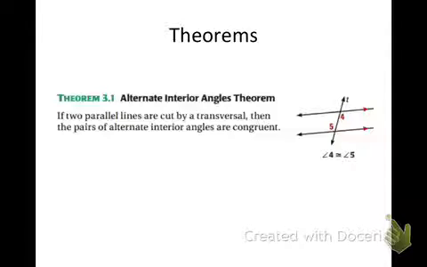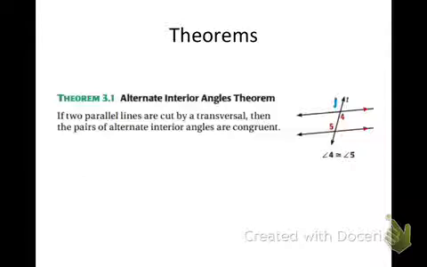Remember, alternate meaning opposite sides of the transversal, and interior meaning between the parallel lines. So for angle 4, it is on the right side of the transversal. Angle 5 is on the left side, and both of those are in between the parallel lines. So we know from the corresponding angles postulate that 1 and 5 are corresponding.